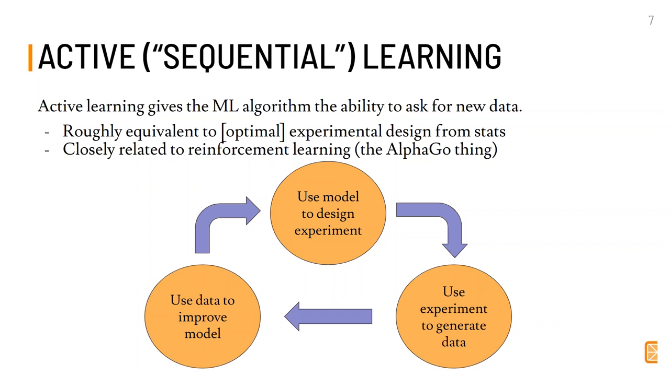So the basic loop is here below. Let's start at the top. We have a model. The model says, I want to do this experiment. I want to generate this additional data. We generate that data, and then we use that data to improve the model.